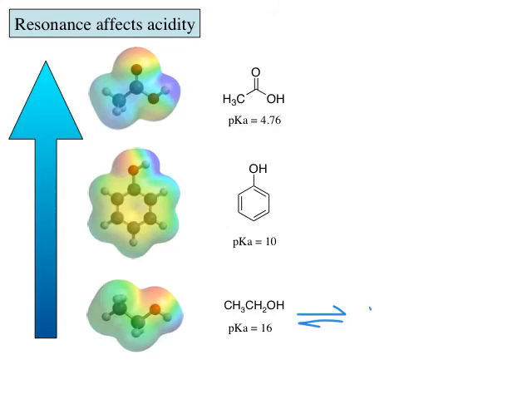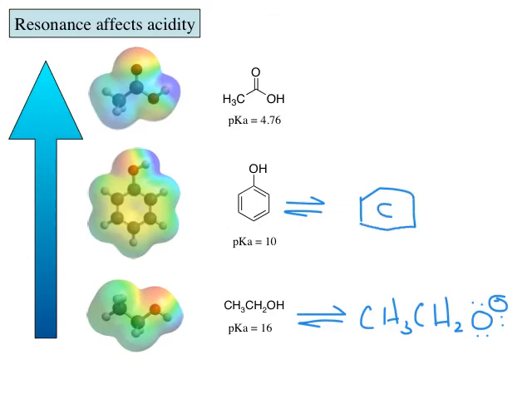So ethanol reacts to form ethoxide. Phenol reacts to form phenoxide. And acetic acid reacts to form acetate. Now, one of the things I said a little bit earlier was that if the conjugate base that you make is very stable, then the forward reaction is quite favorable. If the conjugate base you make is unstable, then the forward reaction is not very likely.